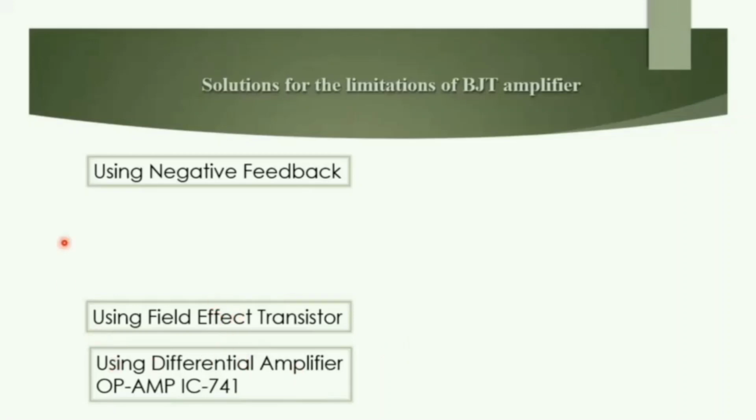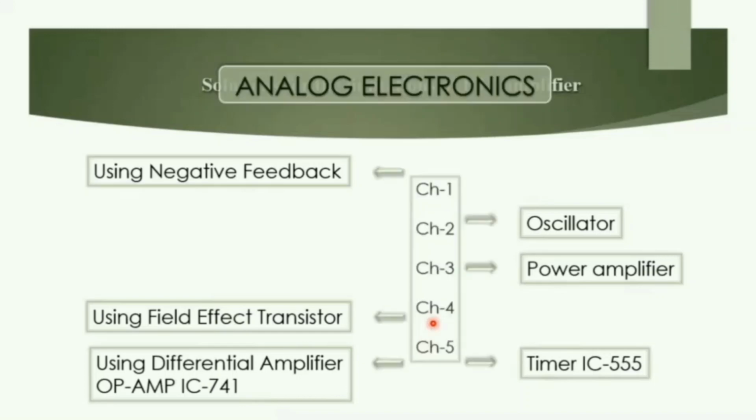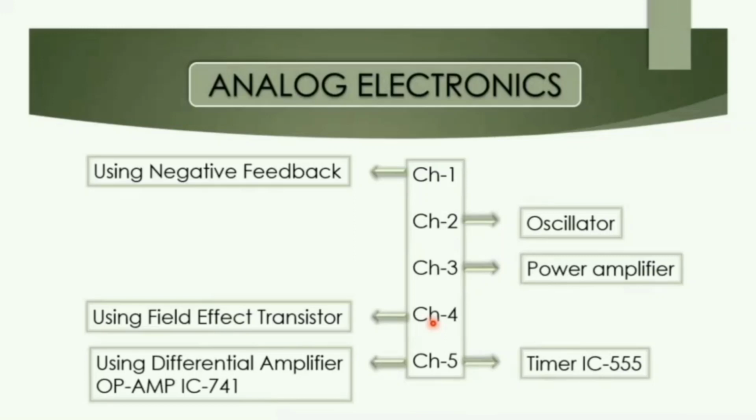Apart from these three topics, there are three more topics we will see in analog electronics. First is oscillator, which will be in chapter 2. Second is power amplifier in chapter 3, and timer IC 555 in chapter 5. This is all about the topics you will be studying in analog electronics subject.